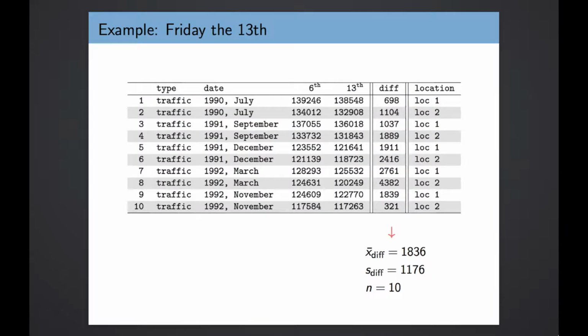So as you've probably guessed, we're going to be using our traffic example to illustrate how we use a t-distribution. So let's go back to looking at this data for just a minute. In this data set, we have information on traffic flows on Friday the 6th and Friday the 13th for these 10 different observations. So we are going to create this difference variable, which is the traffic flow on the 6th minus the traffic flow on the 13th. So the mean of the difference variable is 1,836. The standard deviation of that variable is 1,176. And again, we have a sample size of 10.